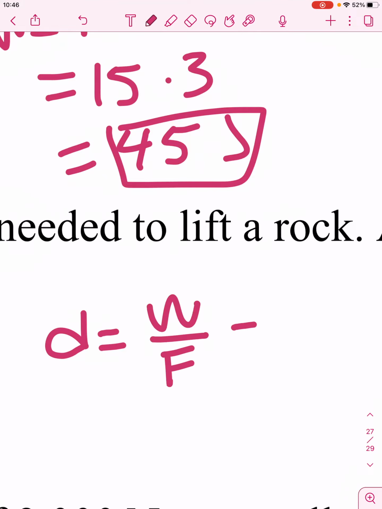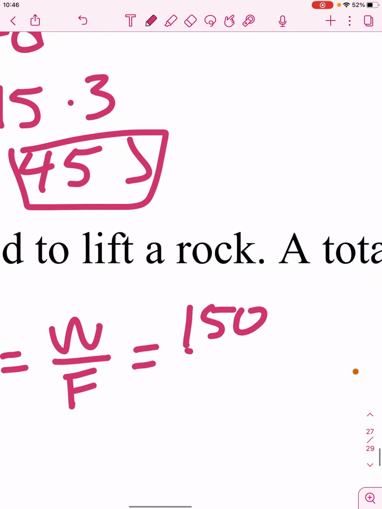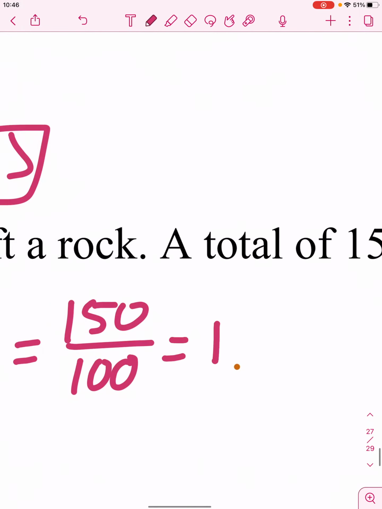Work is 150. Force was 100. So you have 150 divided by 100. That equals 1.5. And then you have to make sure you get the right units. That is meters because we're doing distance, right?